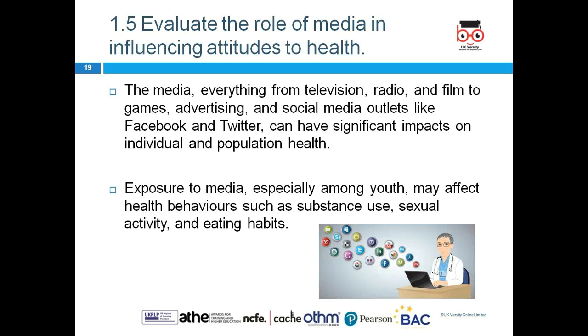So making our way onto 1.5, evaluate the role of media in influencing attitudes to health. When we look at media, there can be a big influence on how you will work towards your health. Things like television, radio, film, games, advertising, social media, Facebook, Twitter, Instagram, all of these will have a big impact on an individual and the population's health overall. Exposure to media, especially for little ones, can lead to different types of health behaviors. Now, it can go in a positive way or in a negative way.